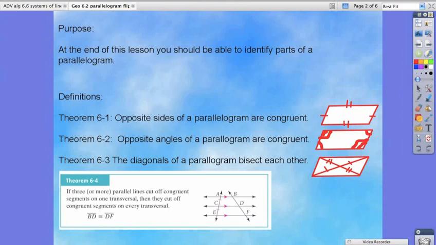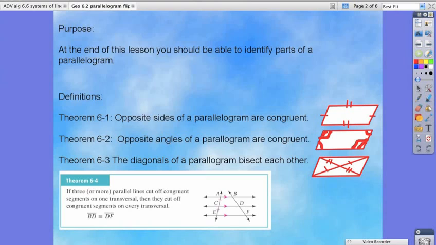Last theorem is Theorem 6.4. It states that if three or more parallel lines cut off congruent segments on one transversal, then they cut off the congruent segments on every transversal. So line segment BD is congruent to line segment DF. So BD is congruent to DF.